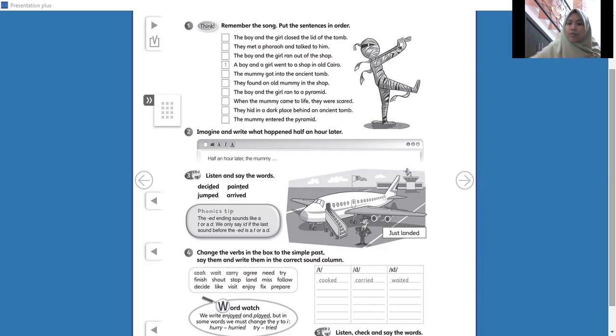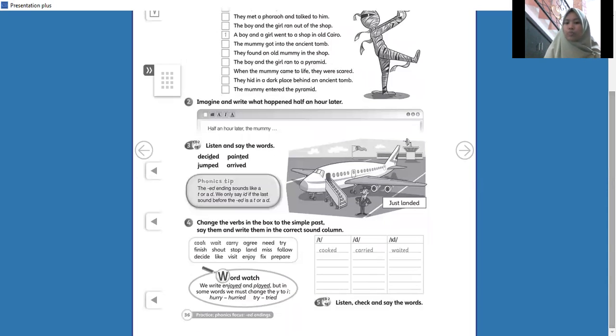And then let's see the fourth part. You just need to put the sounds of the end of the letter: T, D, and ID, like wanted, painted. Are you ready? Okay, Ustazah hopes that you don't get a problem with this.